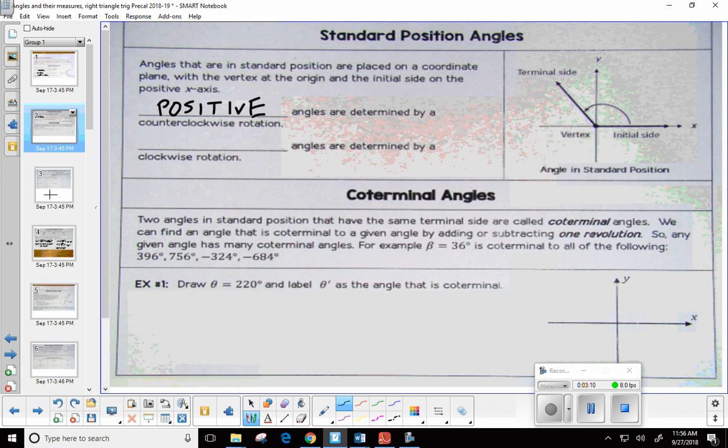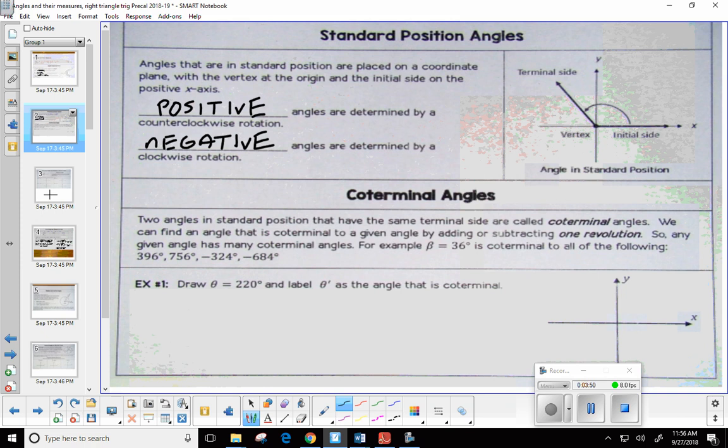So if I'm starting here in standard position, that means the positive x-axis, and I have a positive angle, then I'm just going to rotate and stop at whatever angle measure I happen to be provided. We're also going to start looking at radians as well, but we won't get to those until tomorrow. If a positive angle means I'm going to rotate counterclockwise, then what angles are determined by a clockwise rotation? Negative. There you go. And we're not saying that the angle itself is negative. The negative simply tells me what direction to rotate.